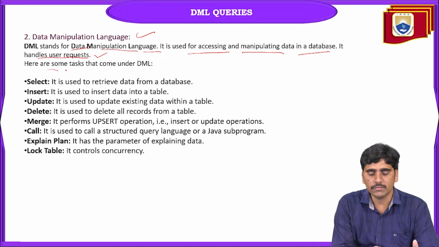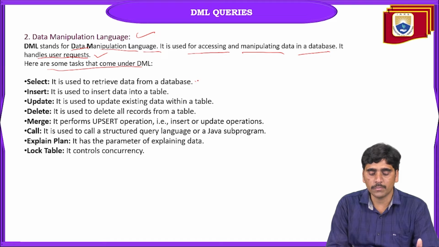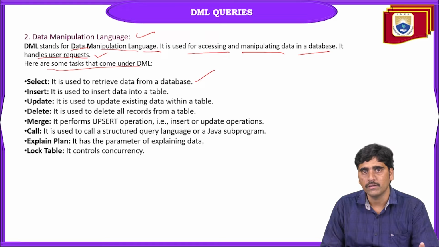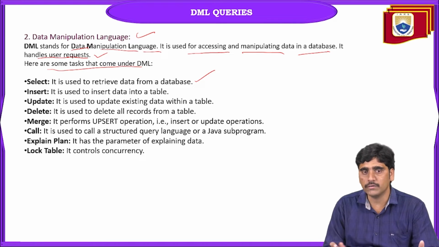Here are some of the tasks that come under DML. What are the different types of commands you are going to perform? There are different types of operations. Select operation is used to retrieve data from the database. If you want to retrieve any attributes, columns, or tuples, you can do it with the select operation.